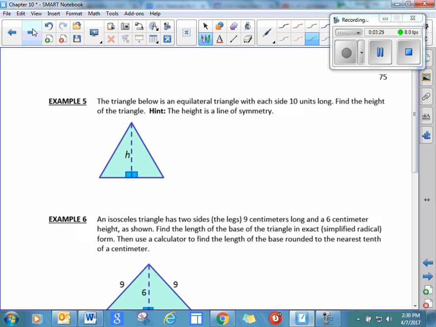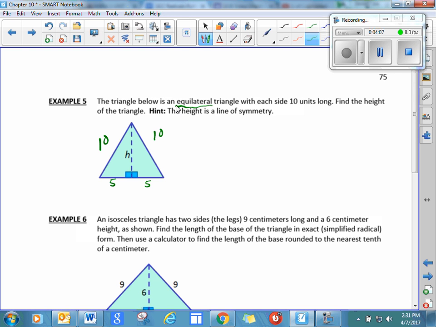So now we're working with a triangle. And it doesn't look to be a right triangle. And it's not a right triangle, but this height splits it into 2 right triangles. So we're going to be able to use the Pythagorean theorem as well. So it says this triangle is an equilateral triangle with each side 10 units long. So this is 10 and this is 10, and it says the height is a line of symmetry. So it splits this third side of the triangle in half, making each one of those sides 5 to be able to add up to 10.